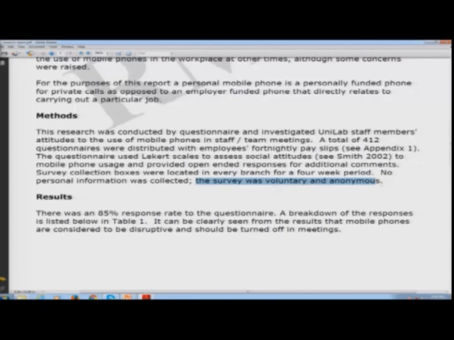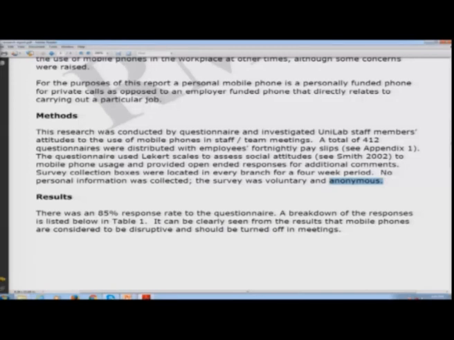So, the people were not forced to participate in it. Whoever filled it and dropped it in the survey collection boxes, only those responses were analyzed. And the anonymous people who participated were not required to give personal details like name and other details which help identify that person.